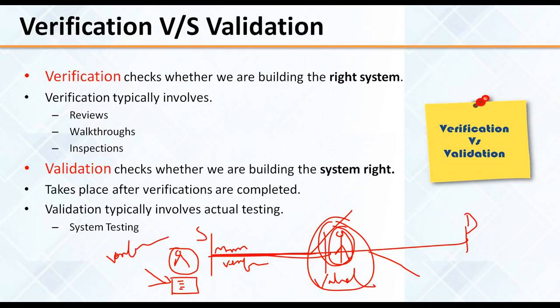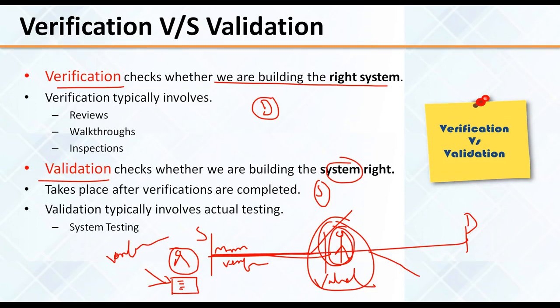Verification is always conducted on documents and validation is always conducted on software. Verification talks about whether we are following the right path, whether we are building the right system or not. Validation talks about whether we are building the system right or not. By that time the system is already developed. Whatever we developed, is that software working according to the customer requirement or not? That is the validation.